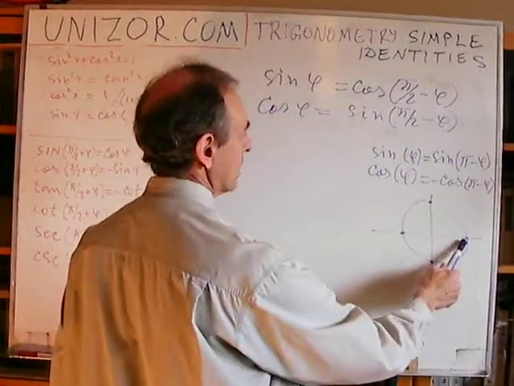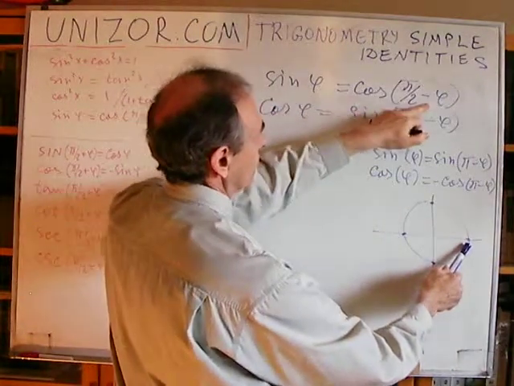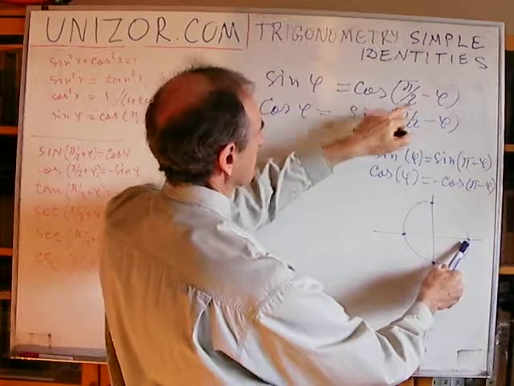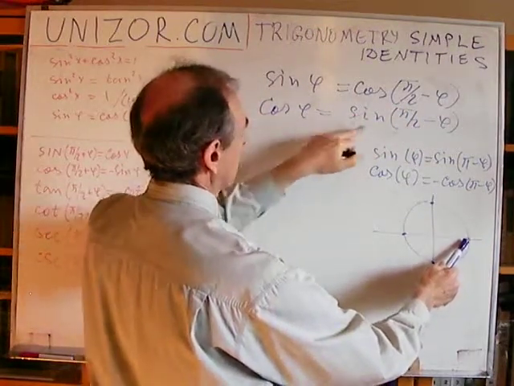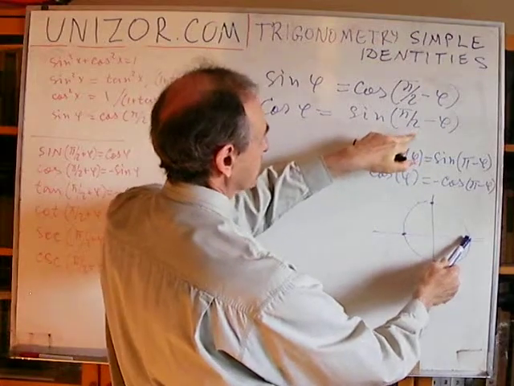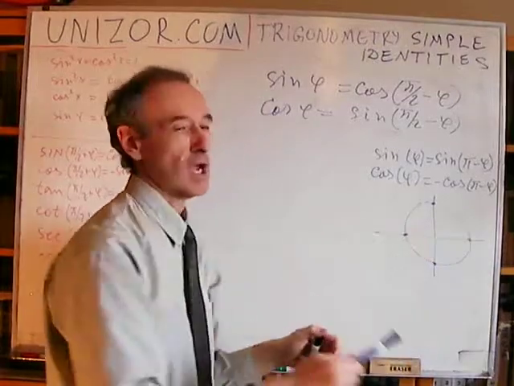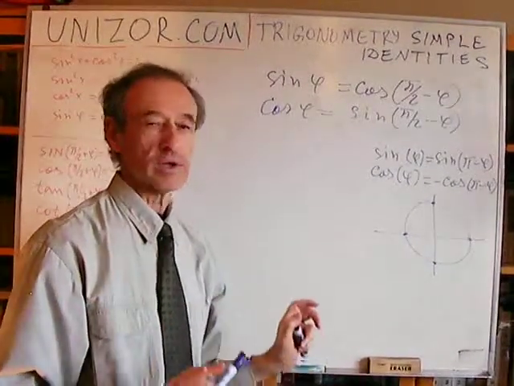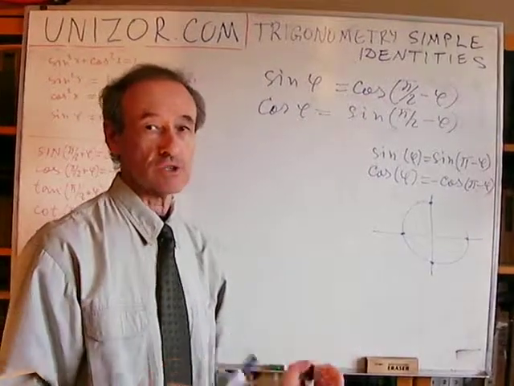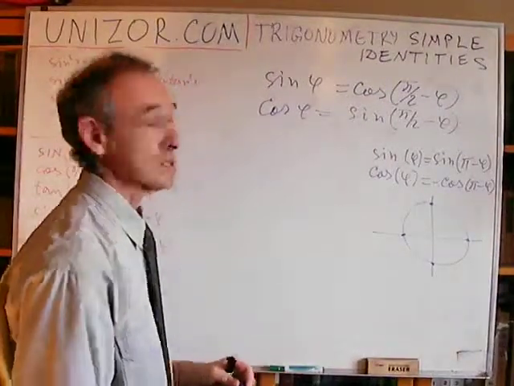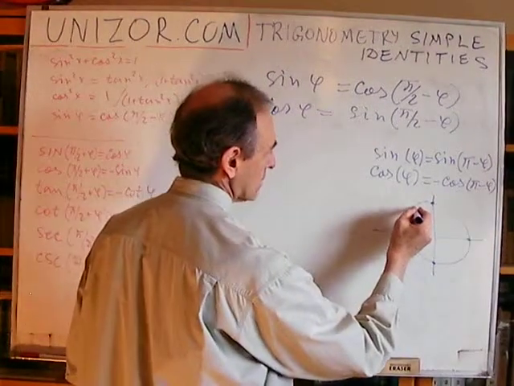And it's obvious. If phi is equal to 0, sine is equal to 0, cosine of pi over 2 is equal to 0, so they are the same. Now, cosine of 0 is 1, sine of pi over 2 is also 1, so it's the same. And similarly, you can check all these points, that these two identities are satisfied. So, now, let's consider that phi is somewhere here.